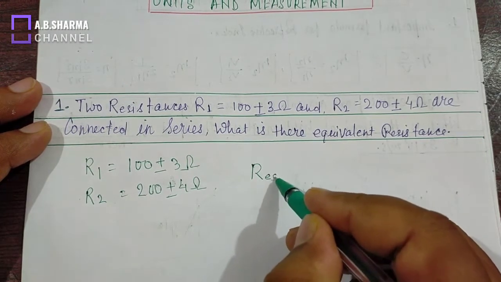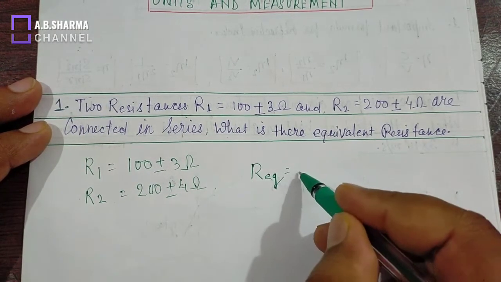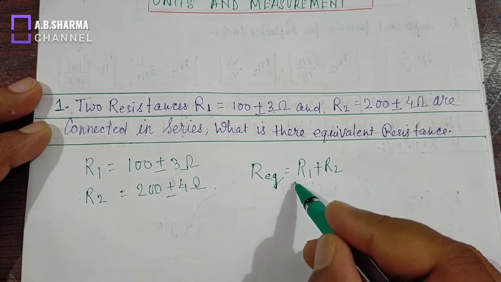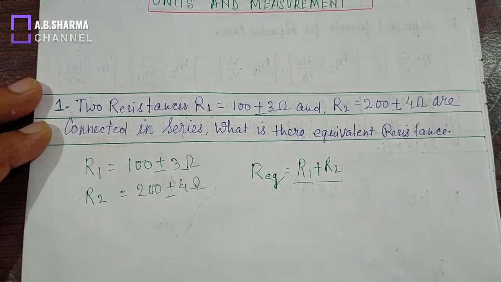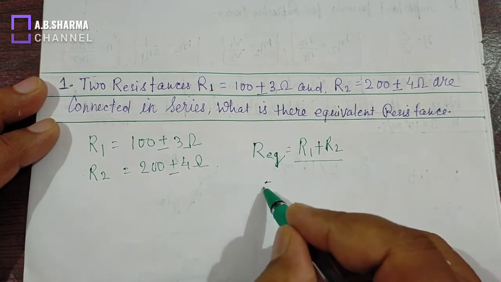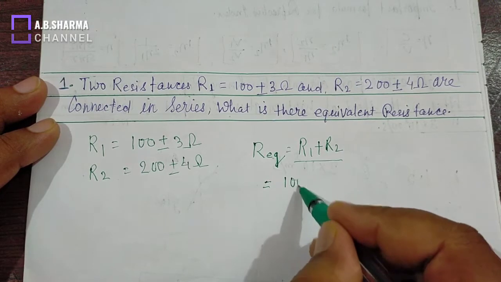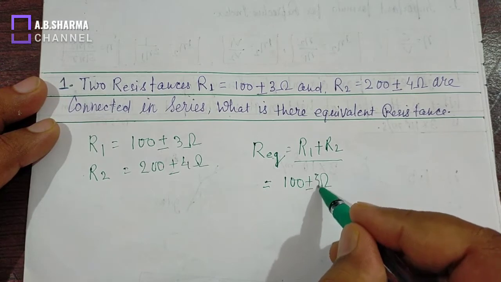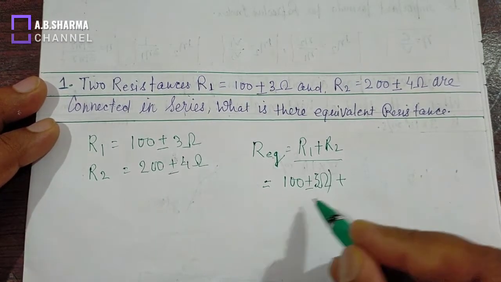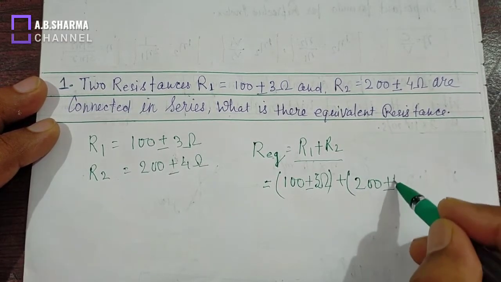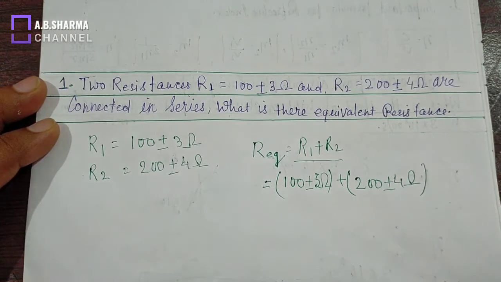So R equivalent equals R1 plus R2, as you know from combination of resistances. Now what will be there? Sum of errors, that is R1 equals 100 plus minus 3 ohm and R2 equals 200 plus minus 4 ohm, and this is the sum of errors.